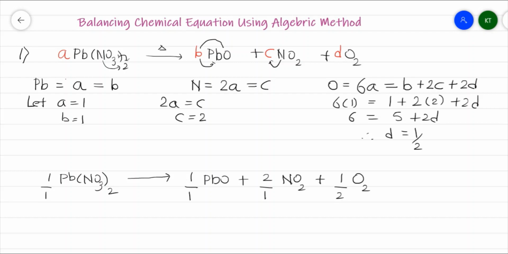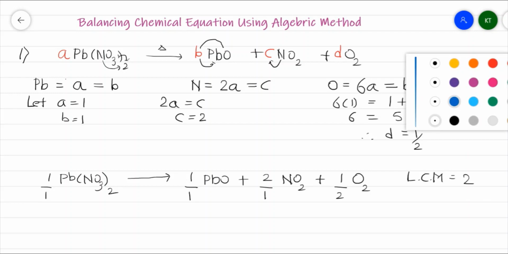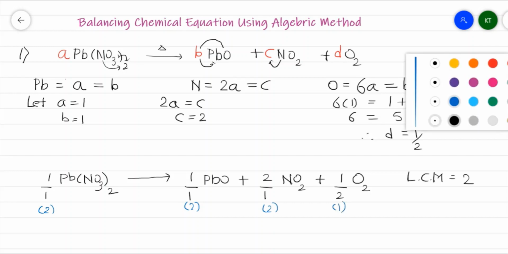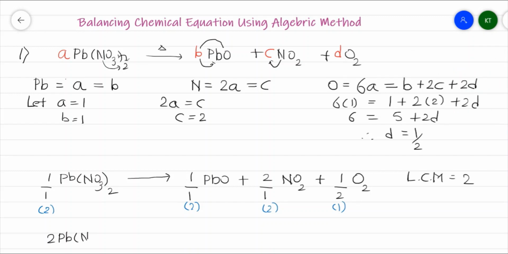Now if you carefully look here, the common LCM is 2. So we take out LCM as 2. So I'll multiply here by 2, here by 2, here by 2, and here by 1. So the equation now becomes 2 into 1, so I'll get 2 Pb(NO3)2, which gives me 2 into 1, 2 PbO, plus 2 into 2, 4 NO2, plus 1 into 1, that is 1 O2.